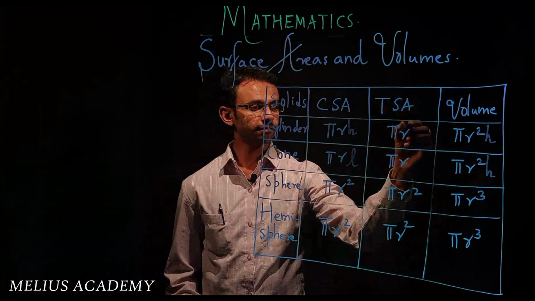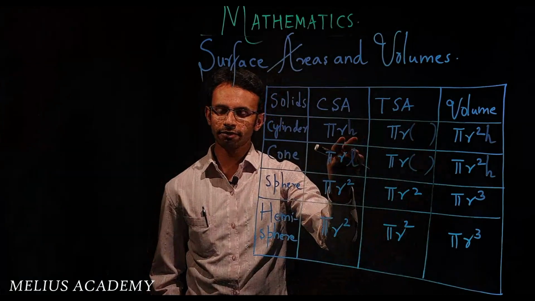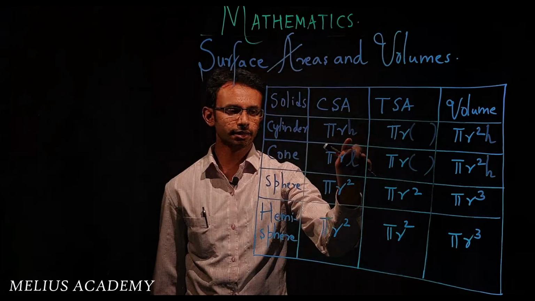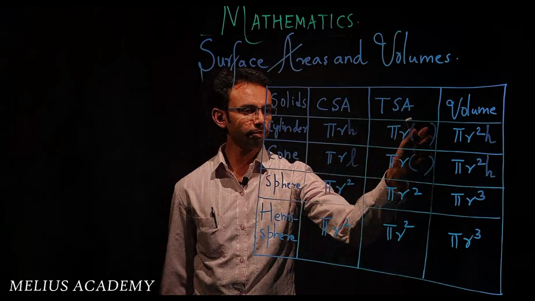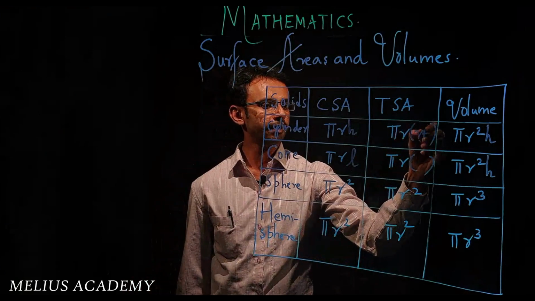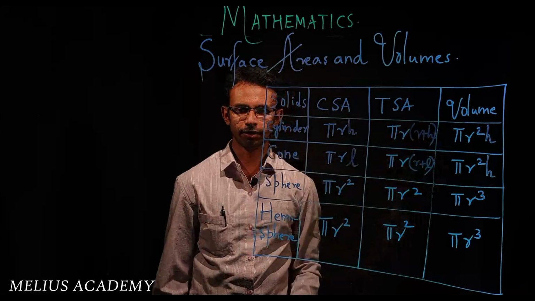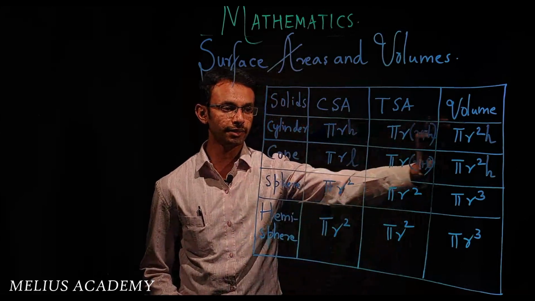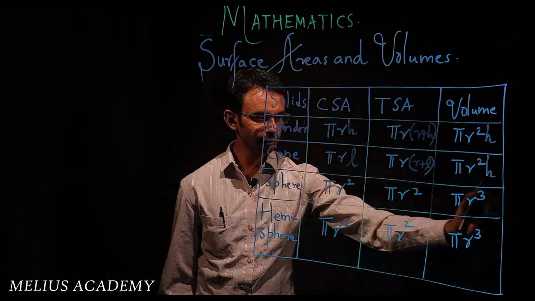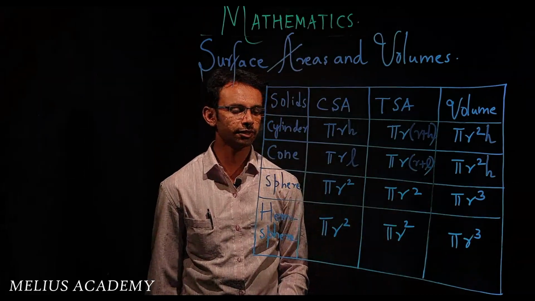What about TSA? You need to put brackets, and the 2 neighbors you have written, that is radius and height, radius and slant height, have to be written in these brackets with a positive sign between them. R plus h, and here R plus L. Is it clear? These are the neighbors of r in these 2 rows. But there are no neighbors of r for sphere as well as hemisphere.